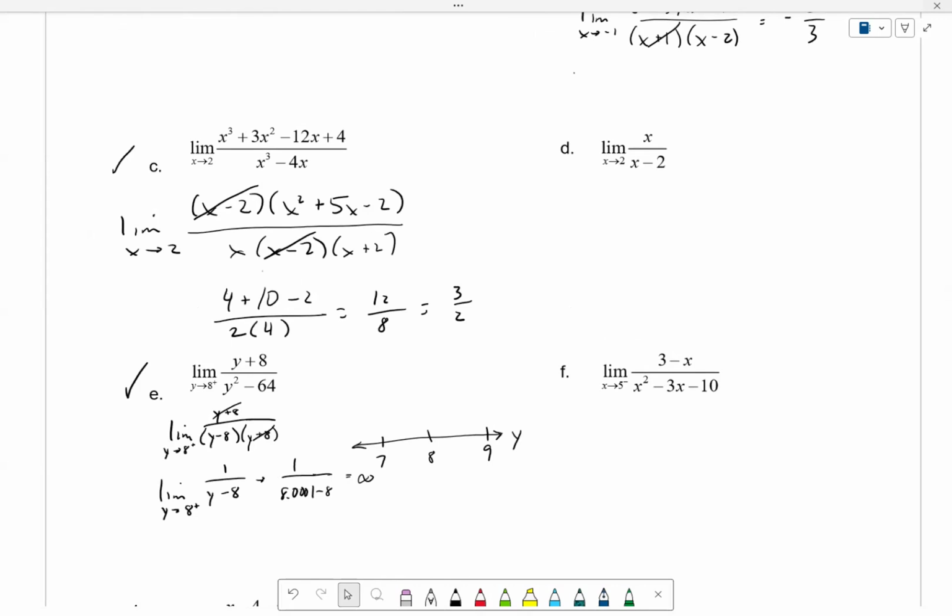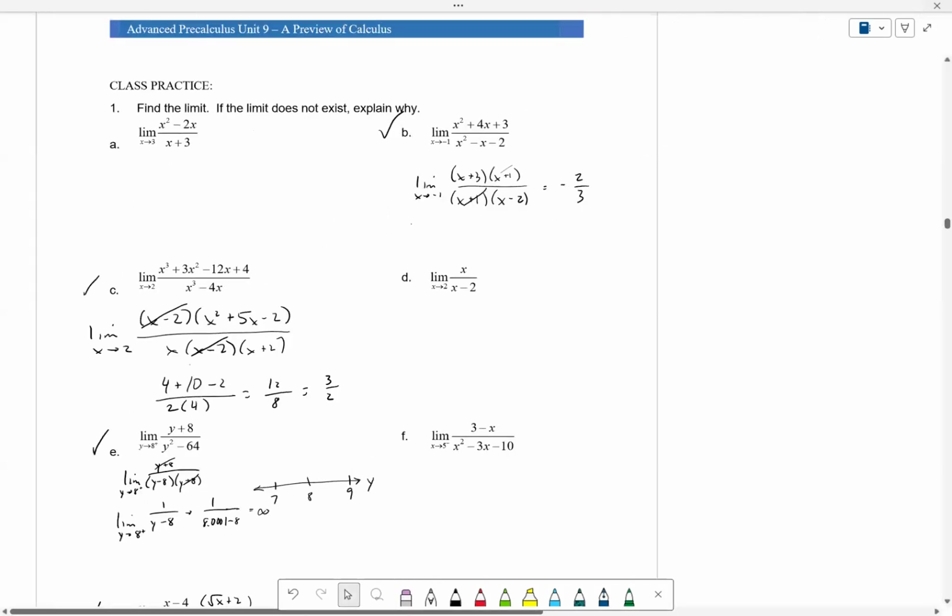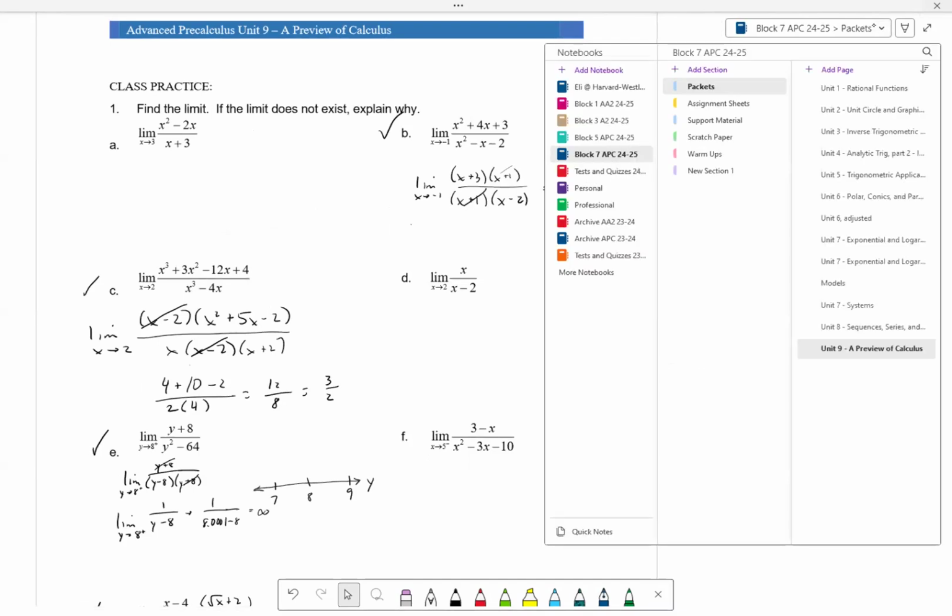So not only was there a hint at the bottom that 2 was the culprit, it told us directly, hey, 2's a 0. Factor that factor out. Use that information. A lot of good information there. And speaking of good information, let's go to the other one that we were talking about.